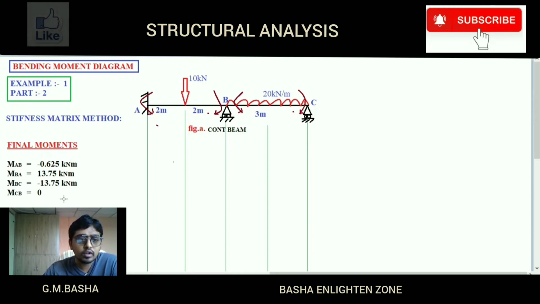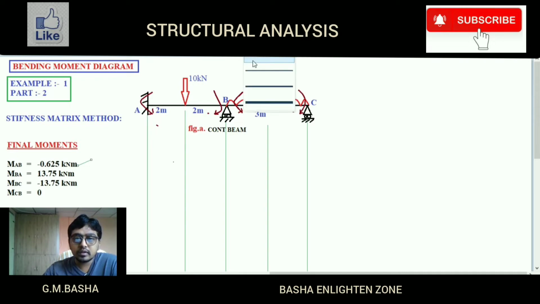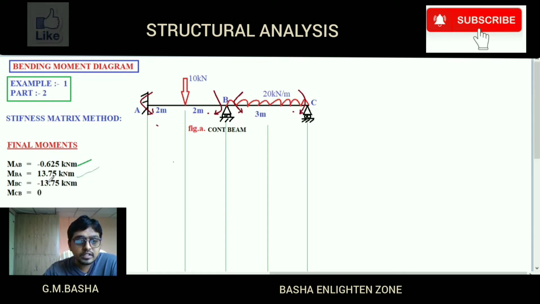There you obtain all these final moments, that is MAB equal to minus 0.625 kilonewton meter. Similarly, MBA will be 13.75 kilonewton meter, which is positive. Here I am taking positive as clockwise and negative as anti-clockwise. See here, I applied a negative moment here, that is anti-clockwise for negative. So for minus I am applying here a negative, anti-clockwise moment.